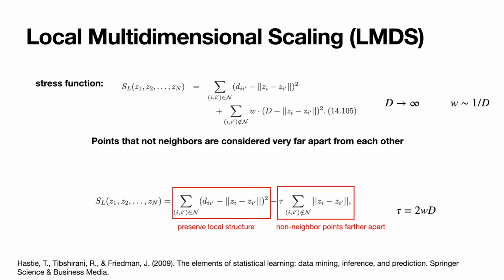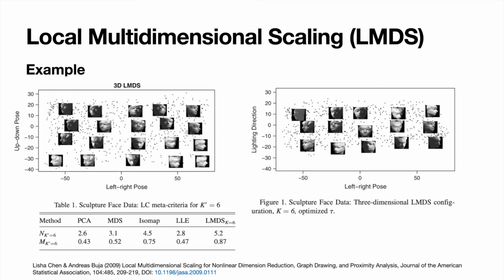Let's look at the example from the designers of LMDS. In their article, they apply these algorithms to the sculpture data to order the sculpture images from left pose to right pose. To get a satisfying result, choosing the appropriate parameters is very important. The number k in the k nearest neighbors and the number tau both have a significant impact on the result.